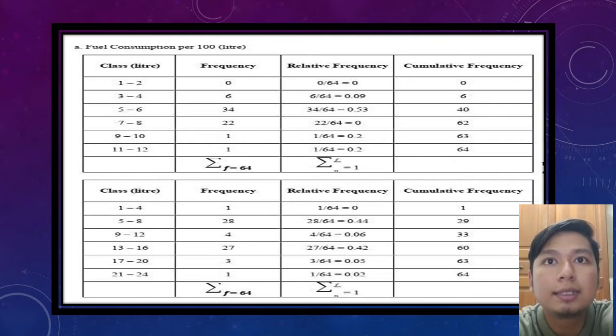And last but not least, the last slide, you can see the data with detail, which is we have a class limit, frequency, relative frequency, and lastly cumulative frequency. So cumulative frequency, how we get it, we just add the value from the frequency, which is 0 plus 6, we get 6, plus 34, we get 40, plus 22, we get 62, plus 1, we get 63, plus 1, we get 64.